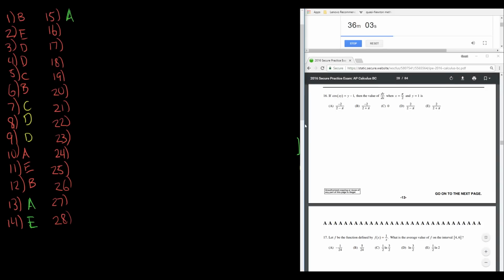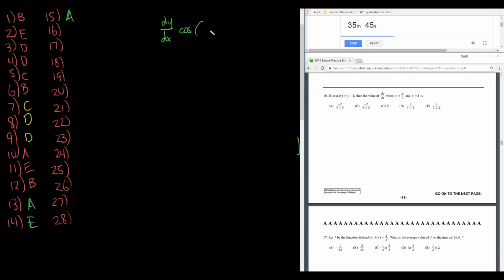All right, if the cosine of xy... So dy dx is this. So first thing we have to do is take the derivative on both sides, which means, so y is a function of x, so this means chain ruling it, dy dx times the cosine, cosine goes to a negative sine, so negative dy dx times the sine of xy equals 1.